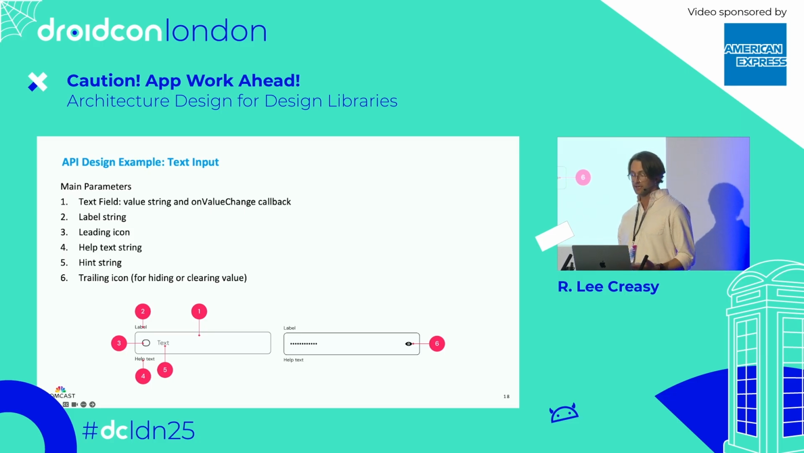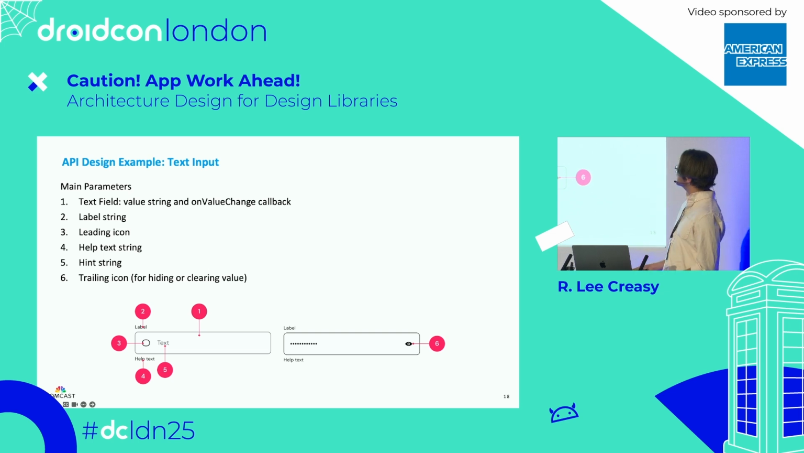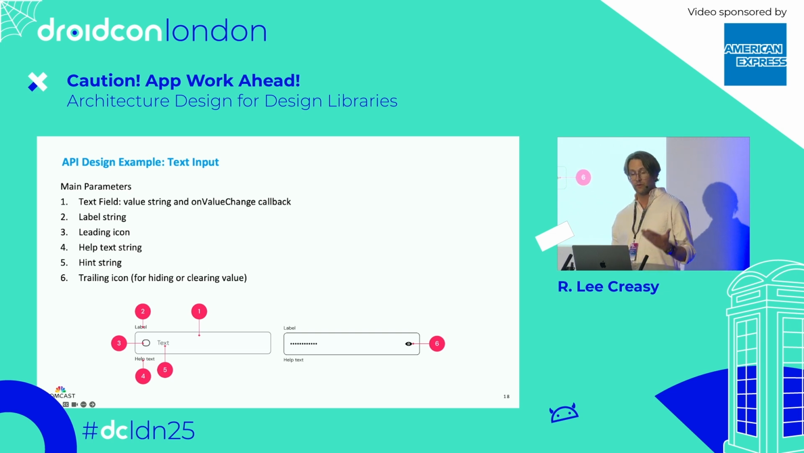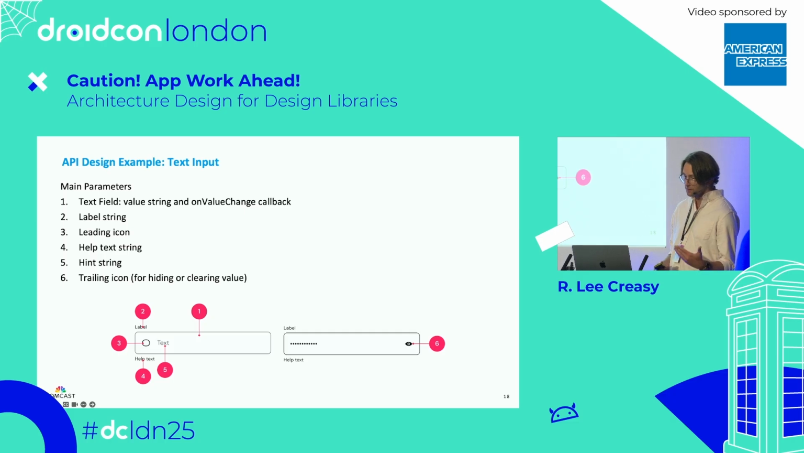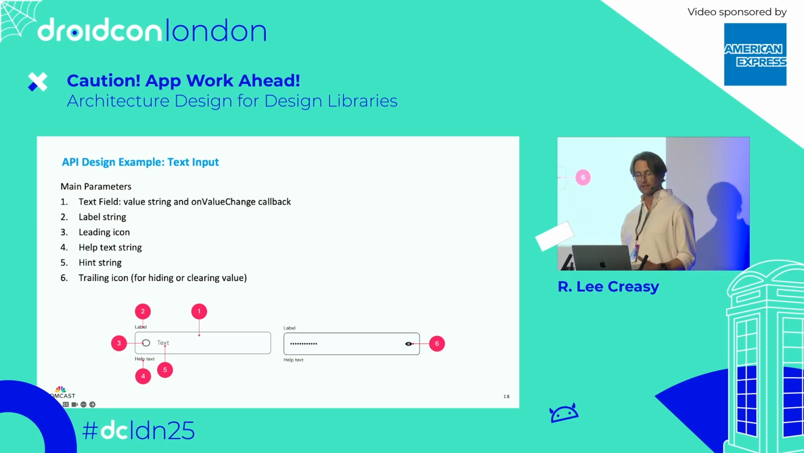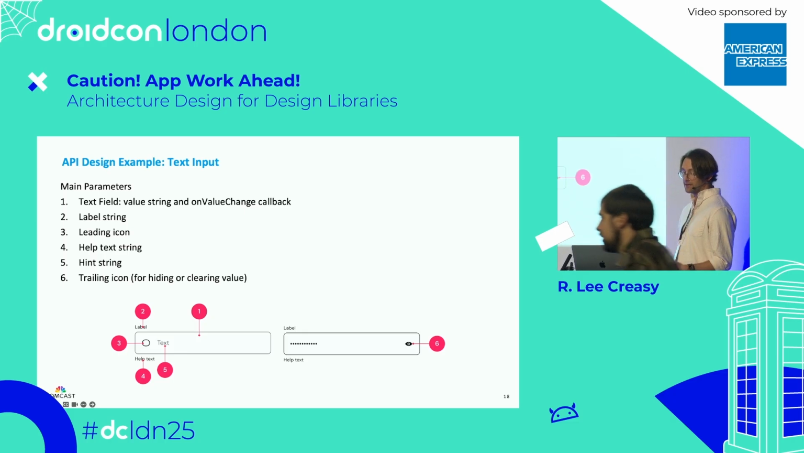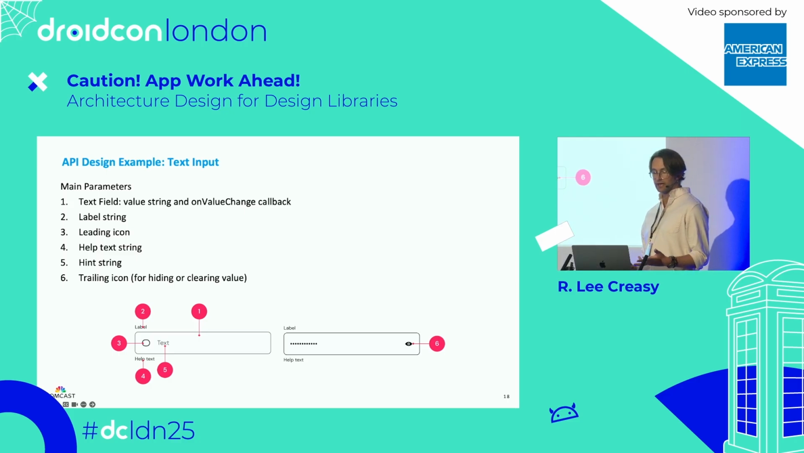But so here's an API design example for us, our text input. And each of these elements is a customizable parameter. So we have the text field itself, the labeling, the leading icon, help text string, and the hint string, as well as a trailing icon for hiding or clearing the value, right? But we also end up providing some helper functions for these elements, like the trailing icon. Its primary use case will either be as an X icon to clear the text field or as an I icon to reveal the password text. And we provide those helper functions to it.